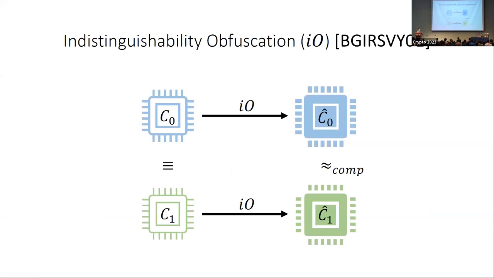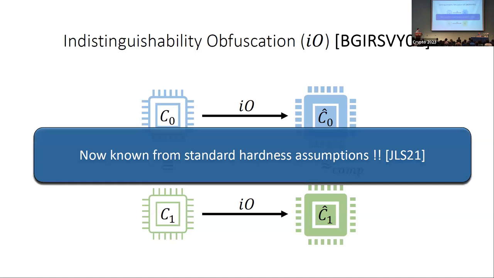Okay, let me give you a quick refresher on what IO is. If you take a circuit C0 and IO it, it produces an obfuscated circuit C0 hat with exactly the same input-output behavior. And if I have two circuits C0, C1 of the same size and the same input-output behavior, then their two IOs are computationally indistinguishable. So it's a pseudo-canonicalizer. And we now know this from standard hardness assumptions from the work of Jain, Lin and Sahai in 2021.